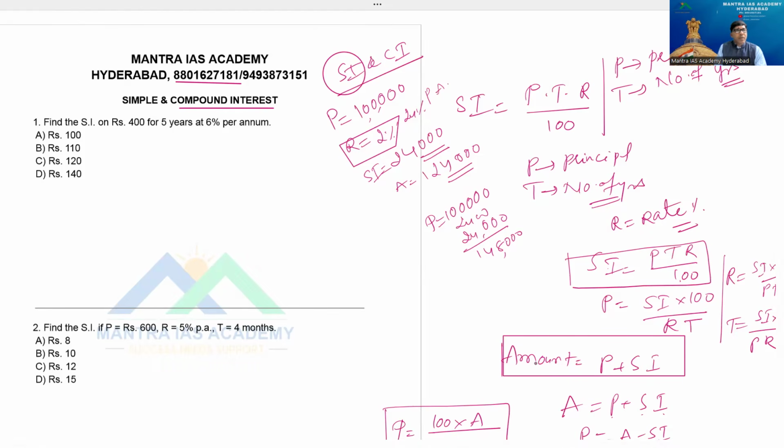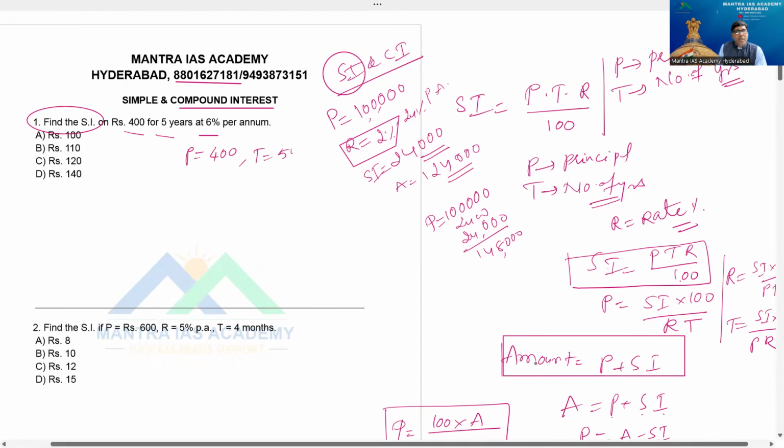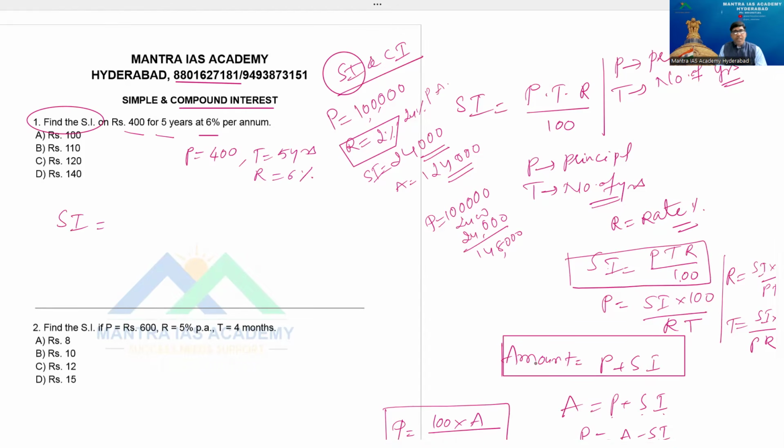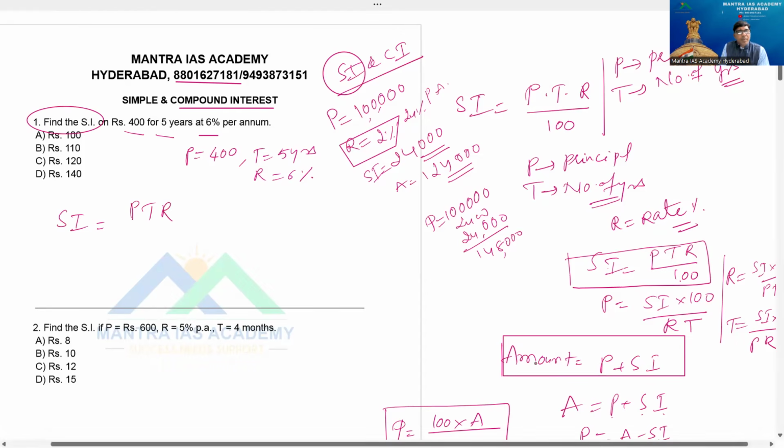Now question number 1. Find the simple interest on rupees 400 for 5 years at the rate of 6% per annum. The variables we have here: my target is to find SI, but principal mentioned here is 400, time is equal to 5 years, and the rate is 6%. You know well this SI formula. SI is equal to principal, time, rate, PTR by 100.